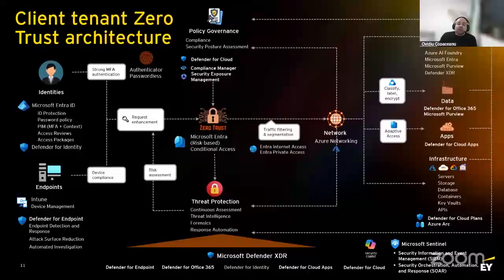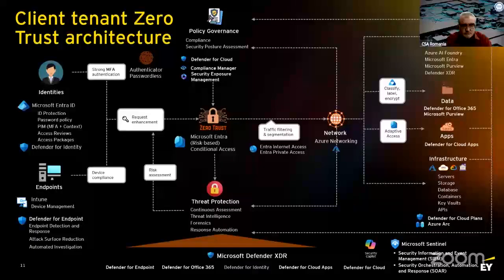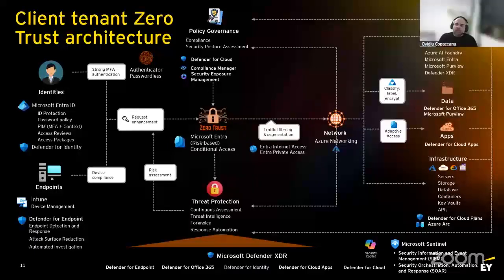Also, we have our data, which is very important. We can protect it with Defender for Office across Office 365 workloads, like Teams, SharePoint, OneDrive, and Exchange, as well as with the huge solution of Microsoft Purview, which brings together a lot of capabilities, starting from information protection, so applying sensitivity labels with encryption, for example, then DLP policies, information barriers, communication compliance, and insider risk management.